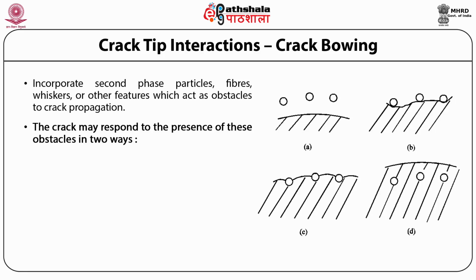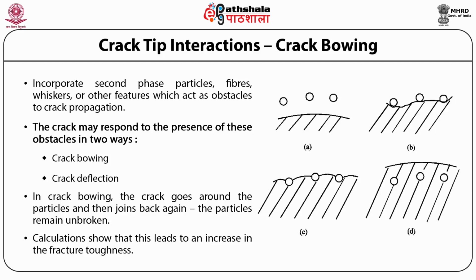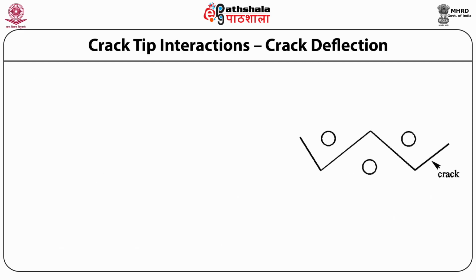The mechanism of crack bowing is shown in this figure. The crack goes around the particles and then joins back again. The particles remain unbroken, and the calculations show that this leads to an increase in the fracture toughness. Crack tip interactions, that is crack deflection.